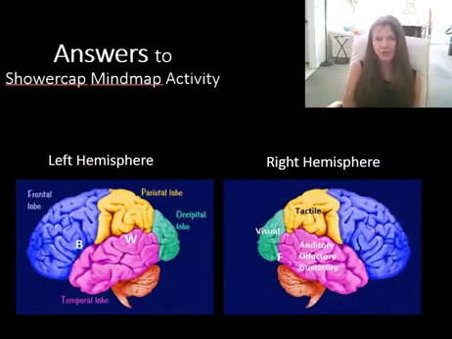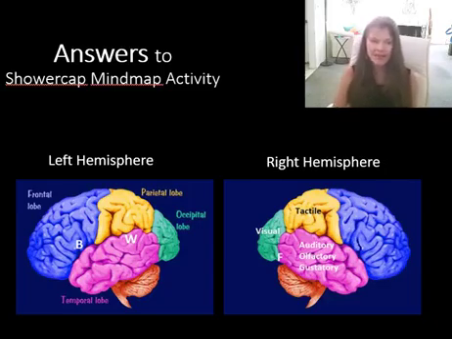Here are the answers to the shower cap demo. Note that the lobes and sensory processing areas are symmetrical, so it does not matter which hemisphere you stick them on. But the specialty areas are asymmetrical. Broca's and Wernicke's areas must be on the left hemisphere, and the fusiform area on the right hemisphere.